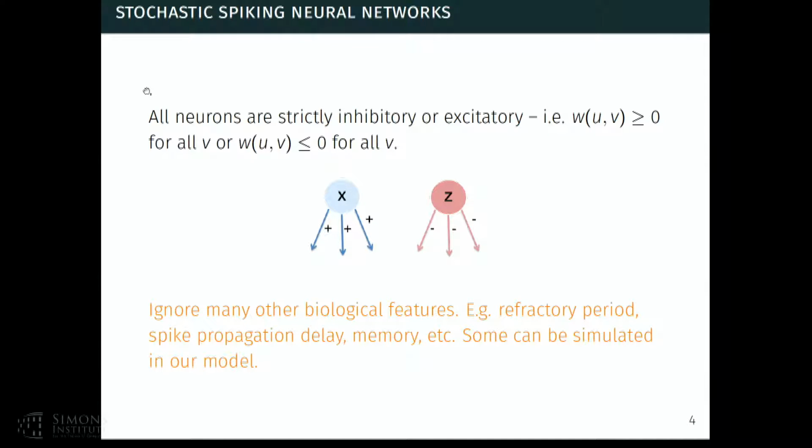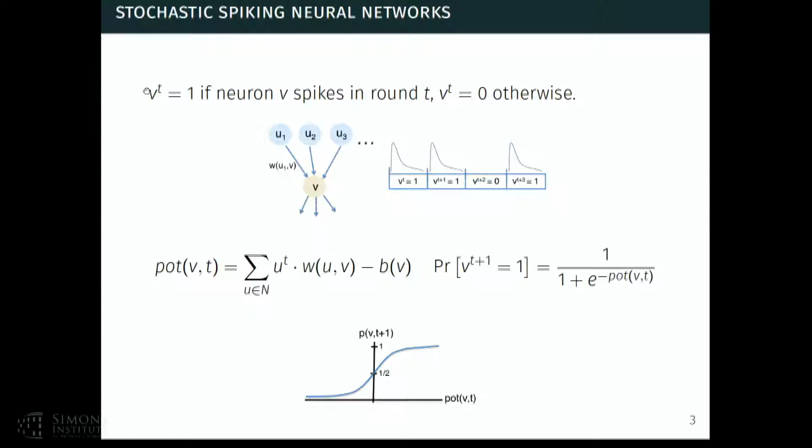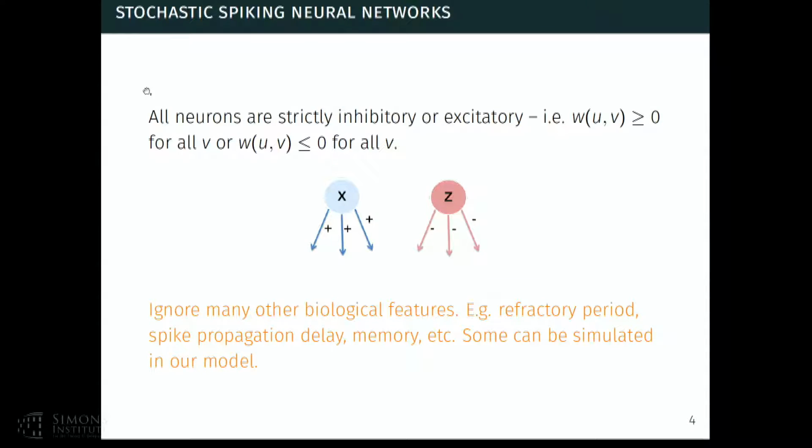Another restriction we're looking at is that all neurons are going to be either inhibitory or excitatory. Random firings are assumed to be independent across neurons and across time. So you have your probability of firing, and then you just flip a coin with that probability. It's independent across neurons and independent across time. Who knows if that's realistic, but this is what it is.